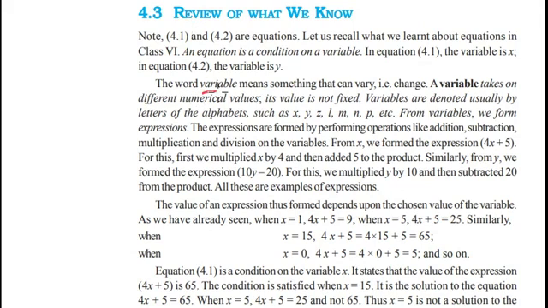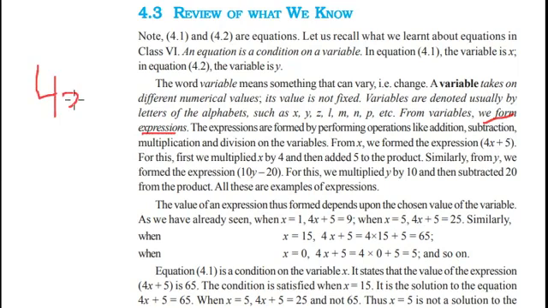The word variable means that something can vary, something can change. A variable takes on different numerical values. The value of a variable is not fixed. Variables are denoted usually by letters of the alphabet, such as A, B, C, D, L, M, N, P, Q, R, S, T, U, W, X, Y, Z. You can use any symbol for a variable, but generally alphabets are preferred. From variables, we form expressions.